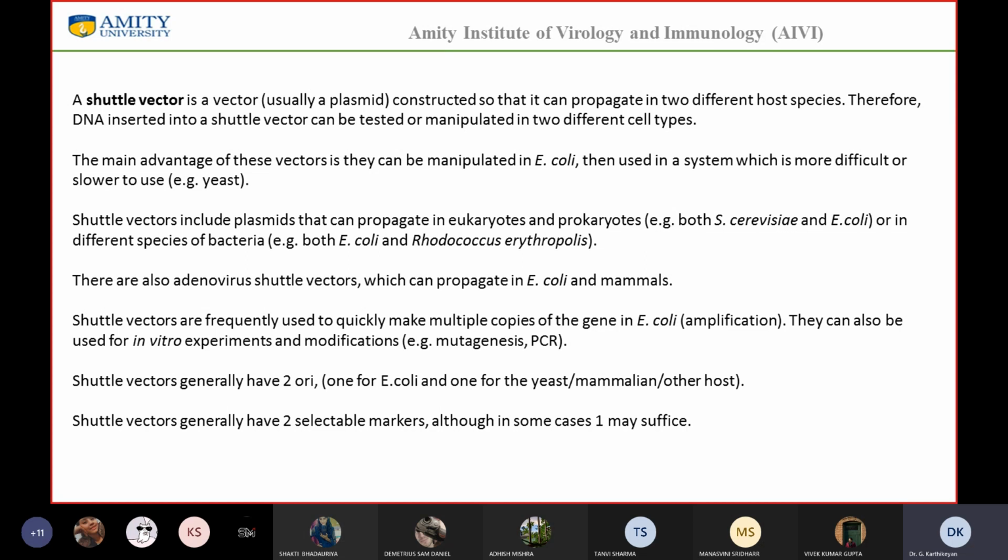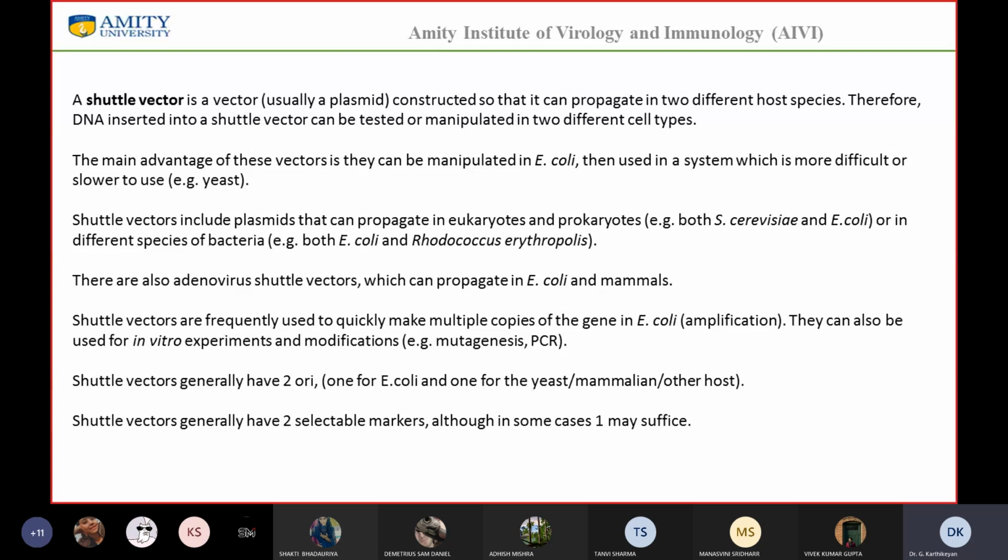Or you could do simply mutagenesis. If you want to know whether a particular residue is there in the active site or not, you can go ahead, mutagenize, and do your studies. So that is the reason why people use shuttle vectors. And as we saw in the previous slide, shuttle vectors generally have at least two origins of replication. One is responsible for replication in E. coli, and the other one could be yeast, mammalian cell, or any other host. It depends on the host that you're going to use.